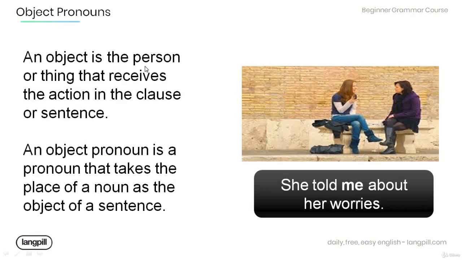An object is the person or thing that receives the action in the clause or sentence. Now, an object pronoun is a pronoun that takes the place of a noun as the object of a sentence. For example, in the sentence, "She told me about her worries," the word "me" is an object pronoun because it refers to the person that is receiving the action. Also note that the object pronoun comes after a verb or a preposition.